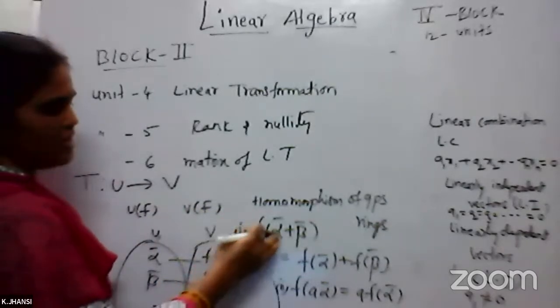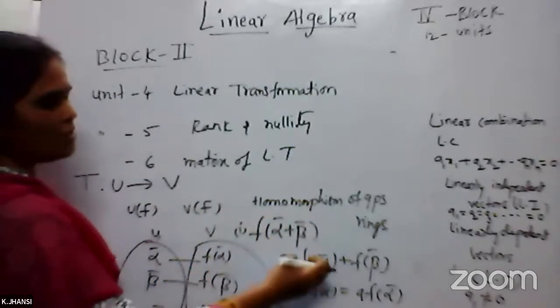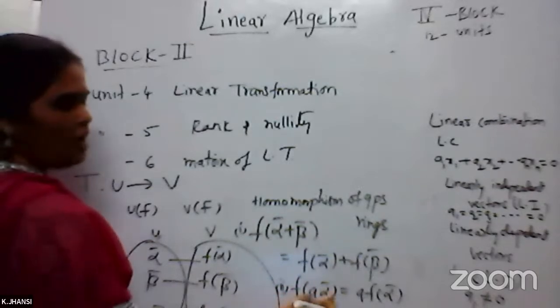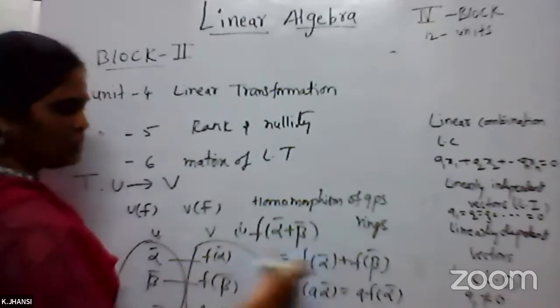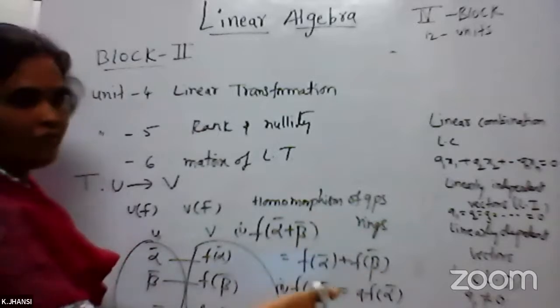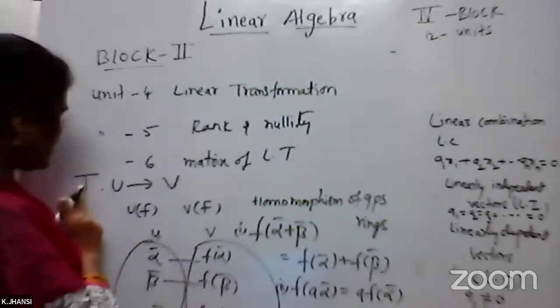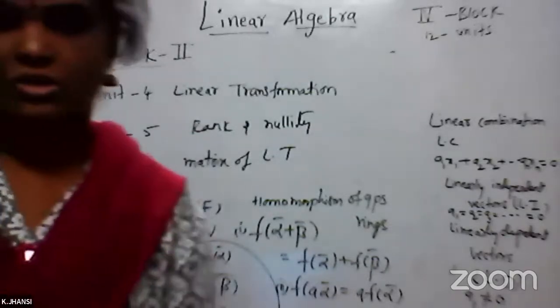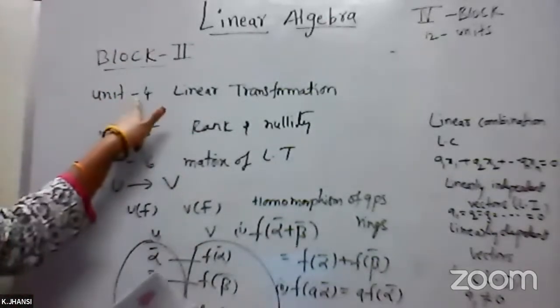First one is f of alpha bar plus beta bar equals f of alpha bar plus f of beta bar. Second one is f of a into alpha bar equals, if we take a outside, a into f of alpha bar. If these two conditions are satisfied by T, then it is called a linear transformation. Okay. So this is about unit 4.